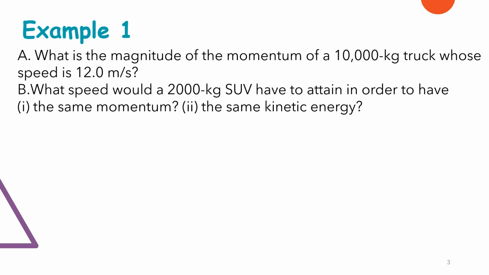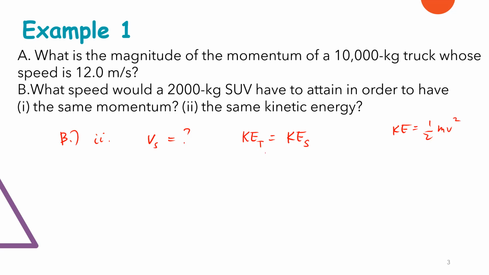For letter B double I, what will be the Vs at same kinetic energy? So it means the kinetic energy of the truck must be equal to the kinetic energy of this SUV. T is truck, S is for SUV. So what will be the speed of this SUV in order to attain same kinetic energy with this 10,000 kilogram truck? We know the expression of kinetic energy. Take note, kinetic energy is equal to 1/2 mv squared.